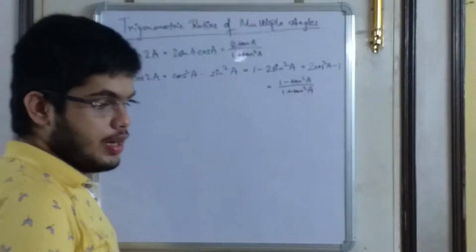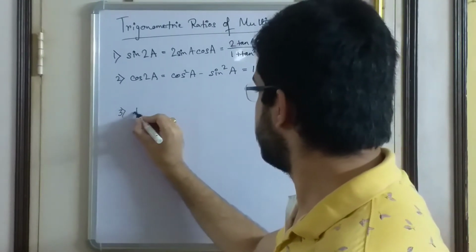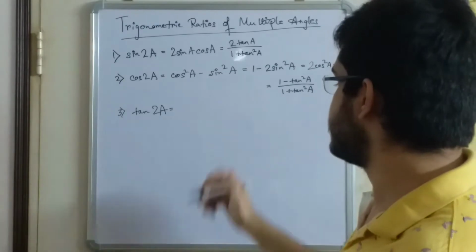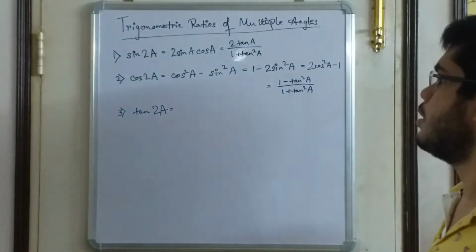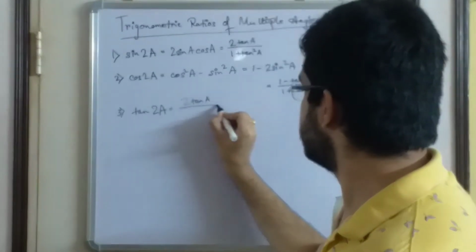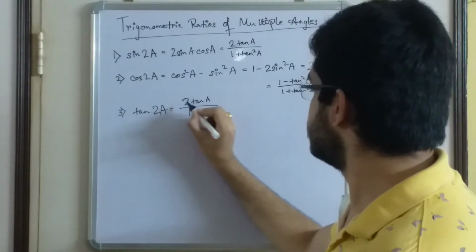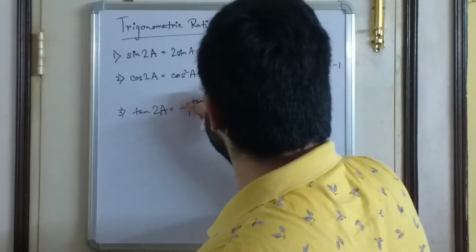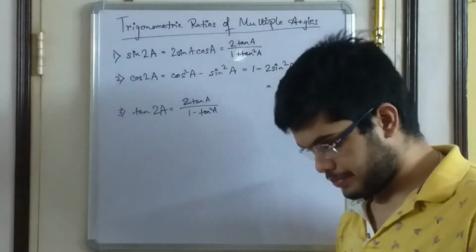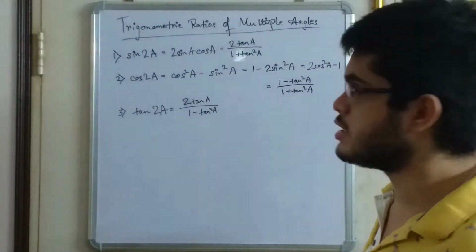Okay, now tan 2a. Tan 2a, the formula is the simplest. Just divide sin 2a by cos 2a. What do we get? 2 tan a by 1 minus tan square a. Okay. Now these are all for 2a. Now for 3a also we will discuss the formulae.